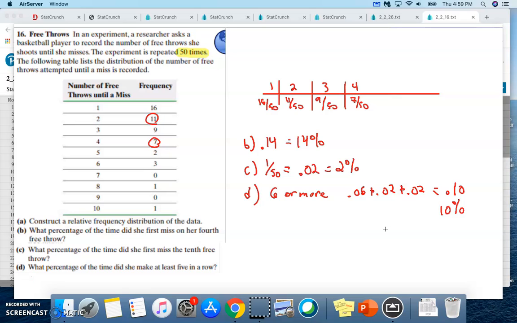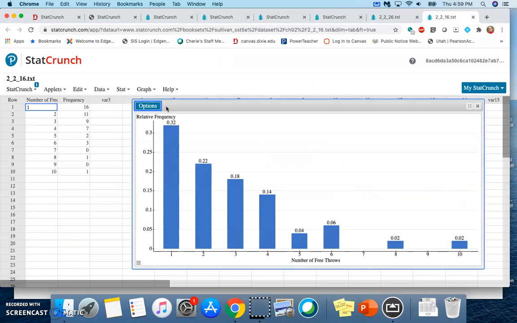So that's a look at breaking it down once we have a frequency, and then we created a relative frequency distribution based off of a bar graph. It's just a little bit easier that way in StatCrunch.